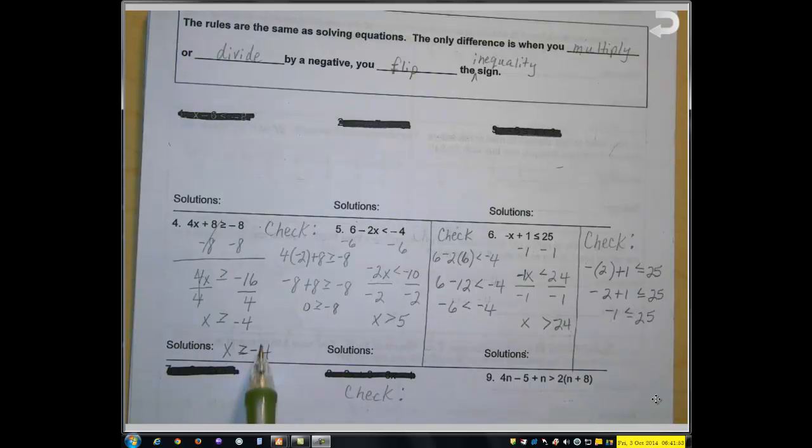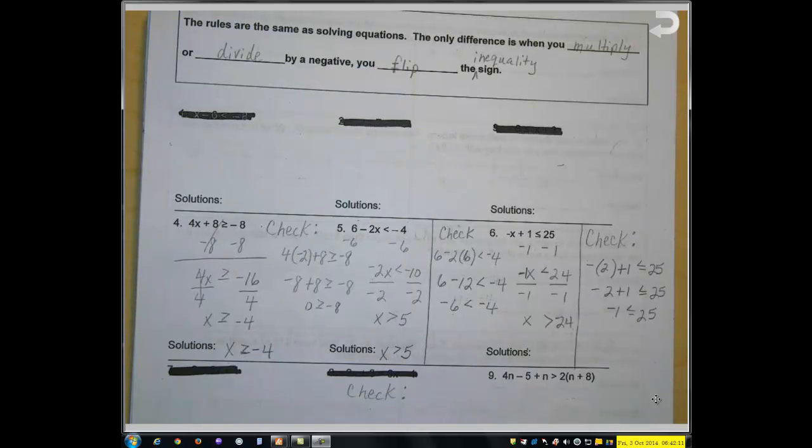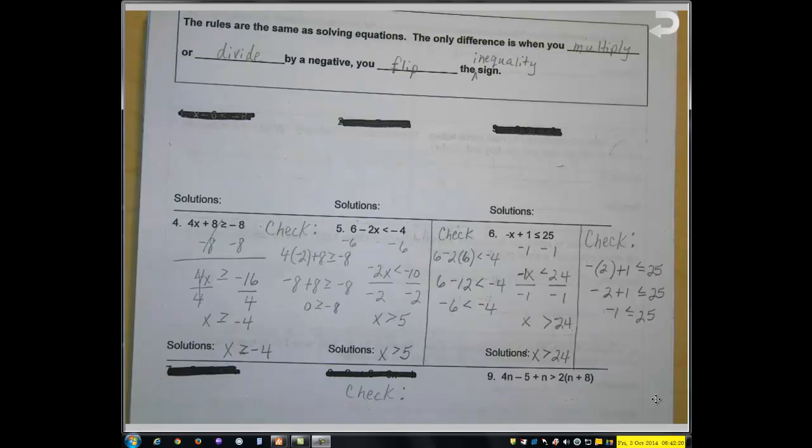And this is called the solution set. All of the numbers that are greater than or equal to negative 4 are in the solution set of this inequality. In number 5, all of the numbers greater than 5 are in the solution set. In number 6, all of the numbers greater than 24 are in the solution set.